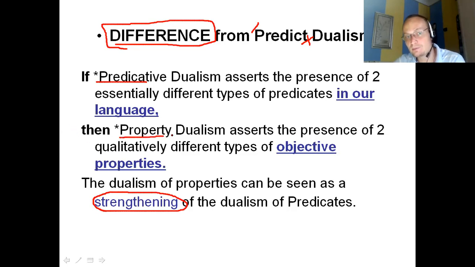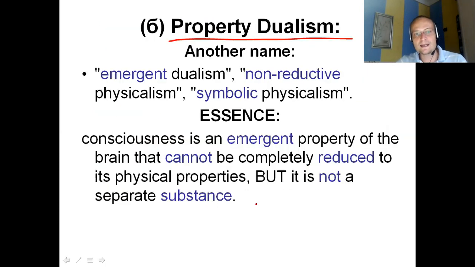And when we talk about property dualism, it is of course a more objective approach. Here we see that these properties are something objective. It is not only a function and aspects of my own language or the language of science. Okay, and that's why we can say that the essence of this approach in dualism consists in what?